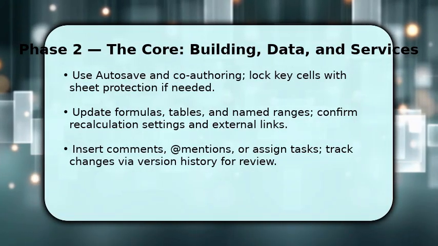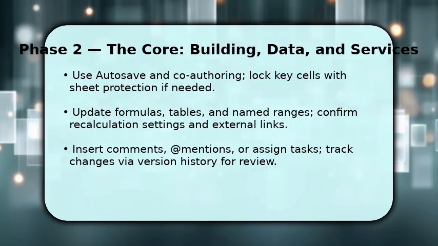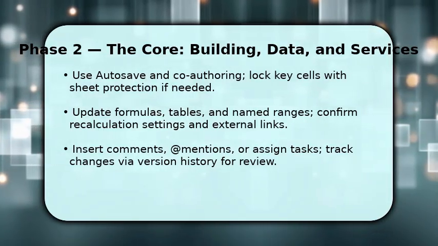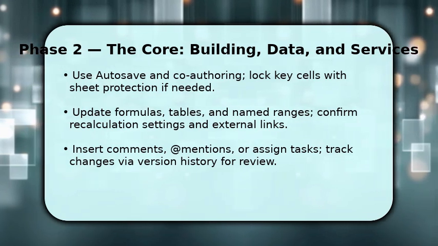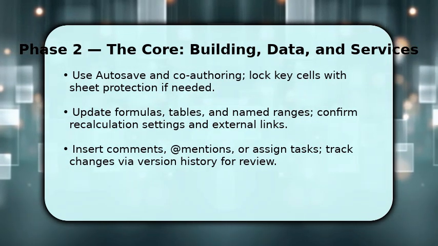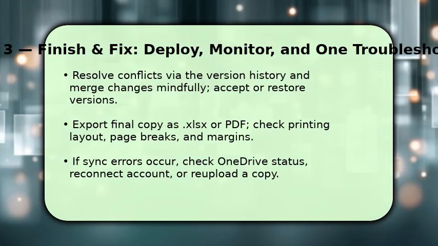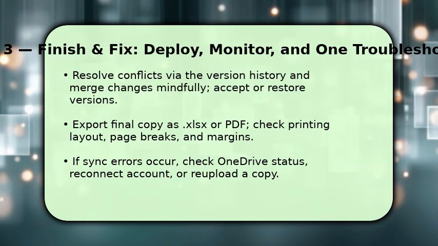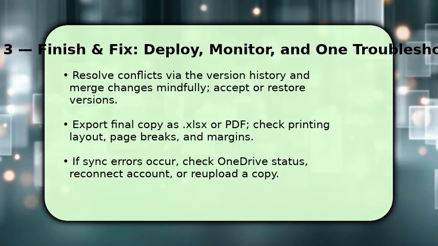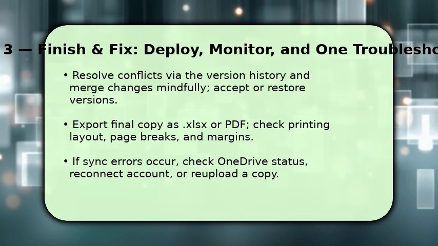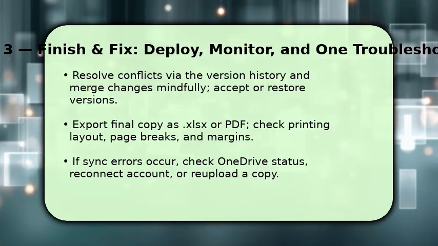Once you finish major changes, save a checkpoint by creating a new version in version history so you can revert if needed. Finish by reviewing and confirming values, charts, and pivot tables, then export as XLSX or PDF for distribution. Once done, verify print layout and page breaks to avoid surprises.